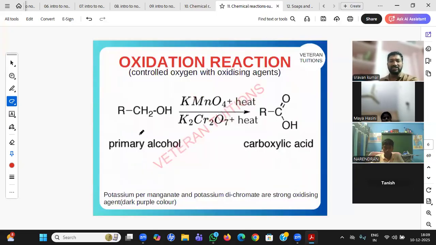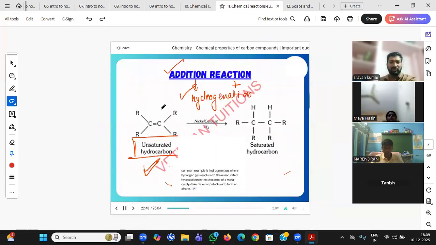What does the oxidation reaction say? Any hydrocarbon, especially the alcohol group, if you heat it in the presence of an oxidizing agent, what will it do? Oxidizing agent means it will add oxygen. Initially it was ROH, the alcohol group. Now it has become the carboxylic group, carboxylic acid. Initially it was alcohol, and after this it has converted to carboxylic acid. That is the oxidation reaction.